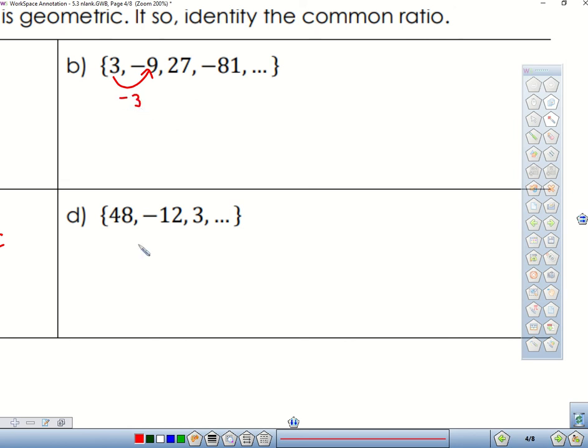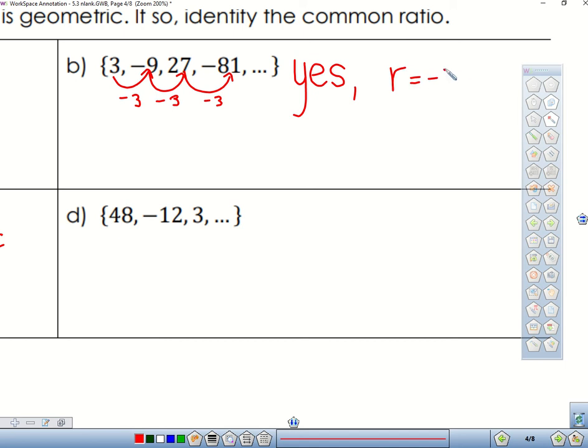Good, -3. And let's confirm if that's the case for the next term. So to go from -9 to 27, what would you multiply by? Negative 3. And to go from 27 to negative 81, you would also multiply by negative 3. So would you say that this is geometric? Yes. And what would be my common ratio?